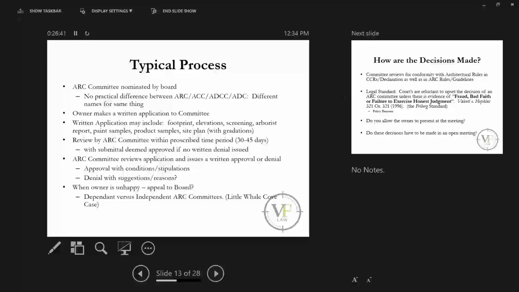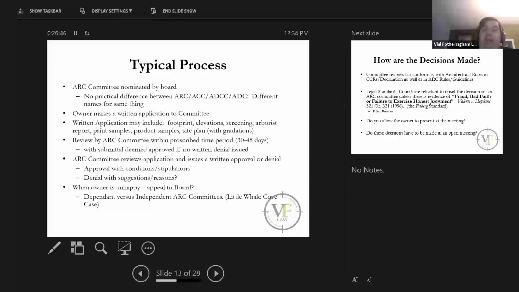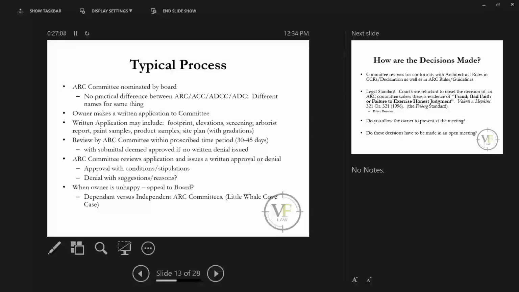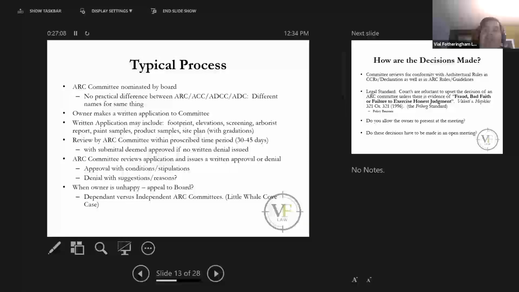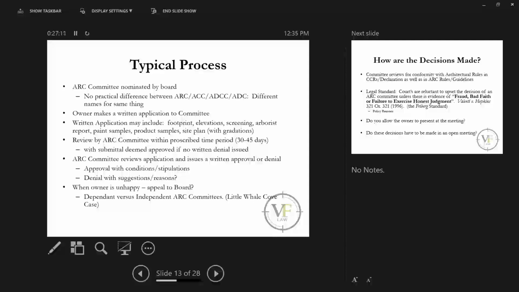Now, the committee then reviews the application and issues a written approval or denial. Sometimes the approval is a conditional approval where they have to do certain things either prior to starting the work or as part of the work process. There may be certain stipulations. The denial can come in different forms. It can be a straight denial, but the best denials are those with suggestions or reasons. And as I discussed in my prior example, tying those reasons to the factors that the ARC has to consider. That's always the greatest protection.